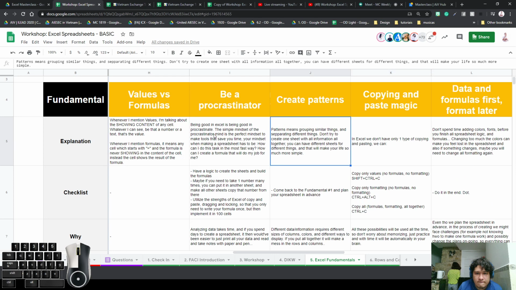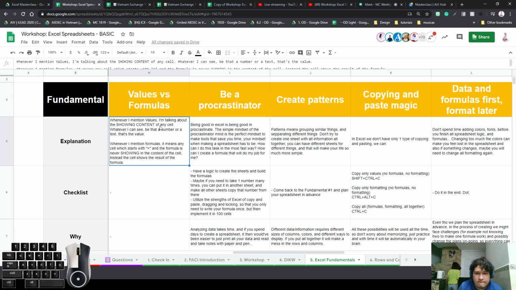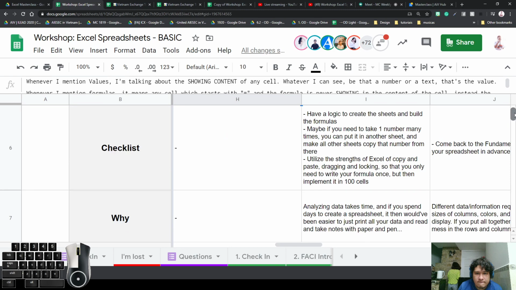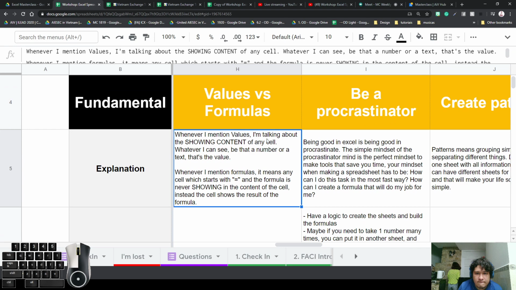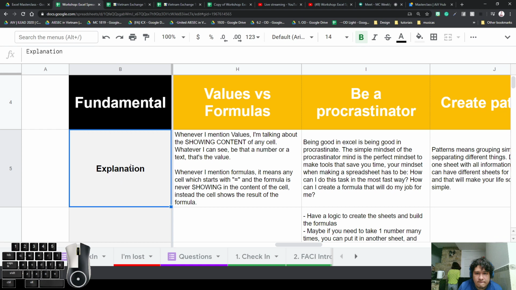Values versus formulas. Okay, I'm here now. If you're lost, I'm going to be saying this a lot, and that is the difference. Whenever I say value, I'm talking about the content which is showing. Let me zoom in a bit more, so that you can read very carefully. Let me hide this. Values is the content which is showing in the cell. I have a cell here. This is what I can see, right? This text, or explanation. This is the value, explanation. So whenever I say value, that's explanation.